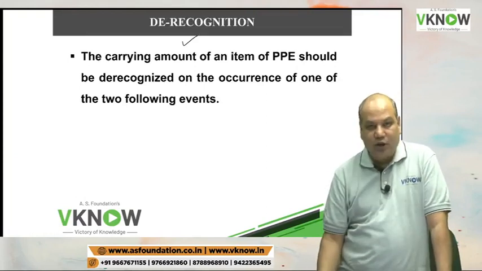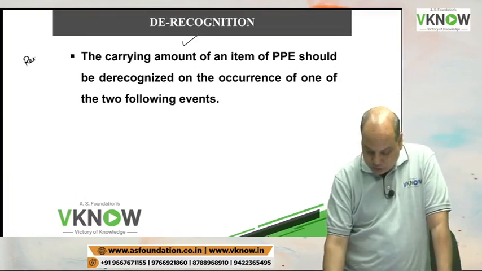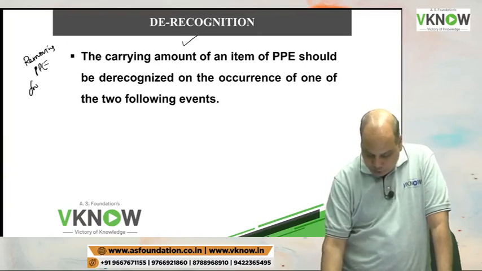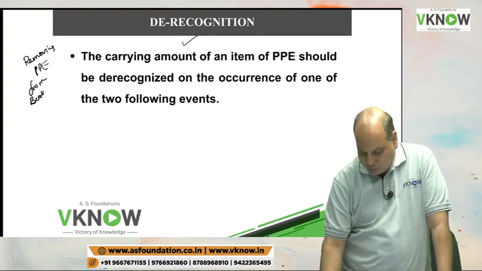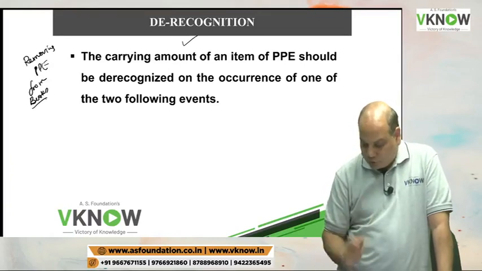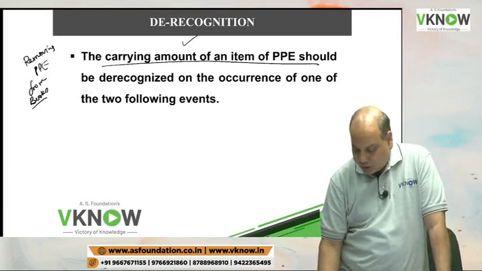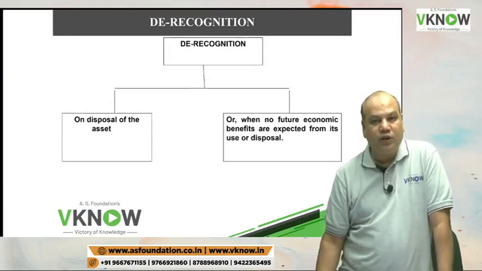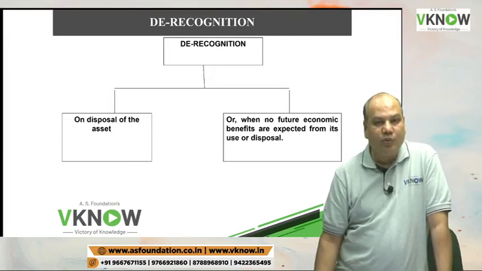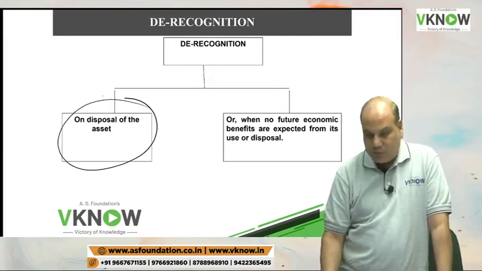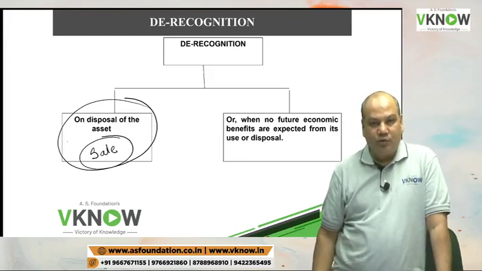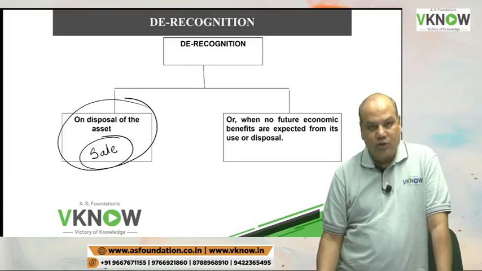Now next is derecognition. Derecognition means removing PPE from books of account. And when will you derecognize an asset? If either of the following two events happen, I will remove the PPE from the books of account. One is simple, when you sell the asset, dispose it. Now you will remove PPE from the books.